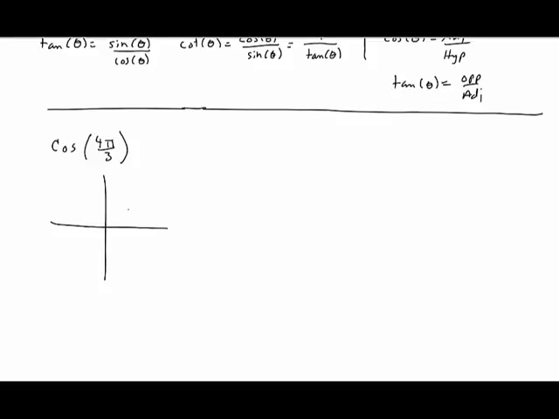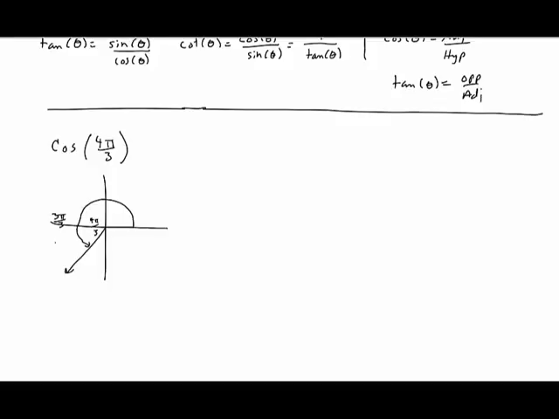If I look at 4 pi over 3, and I'm thinking about where this angle is, if I go this far, I know that I've gone pi or 3 pi over 3, and I need to go another pi over 3 to get to 4 pi over 3. So this angle that I have right here is 4 pi over 3 that I've drawn.